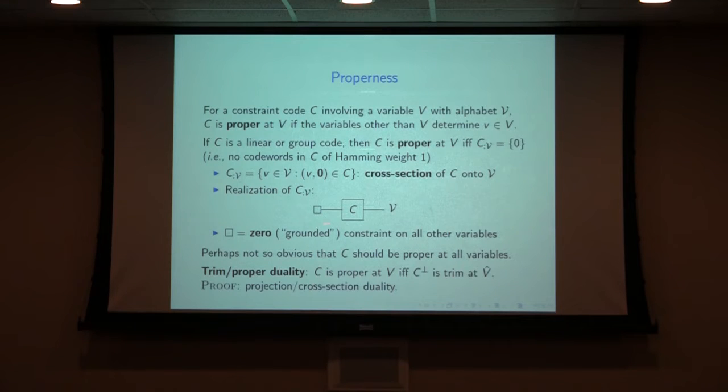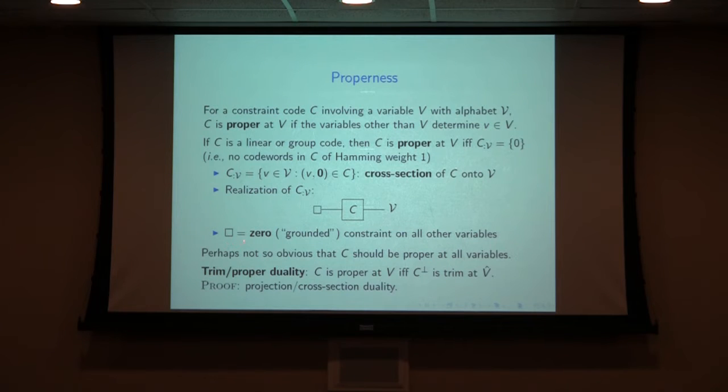I think it's simpler to think of this in terms of this realization, where now I'm using the symbol of this as the constraint that all the other variables must equal 0. All right, it's like a ground in electrical engineering terms. And if all these variables are set to 0, then what can V be? That's the cross-section. So this is a realization of the cross-section.